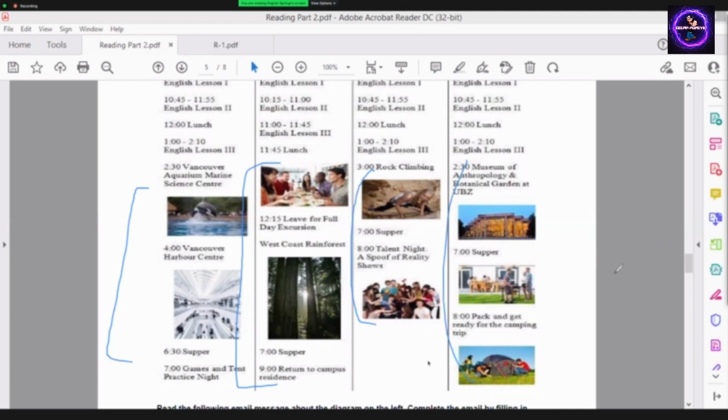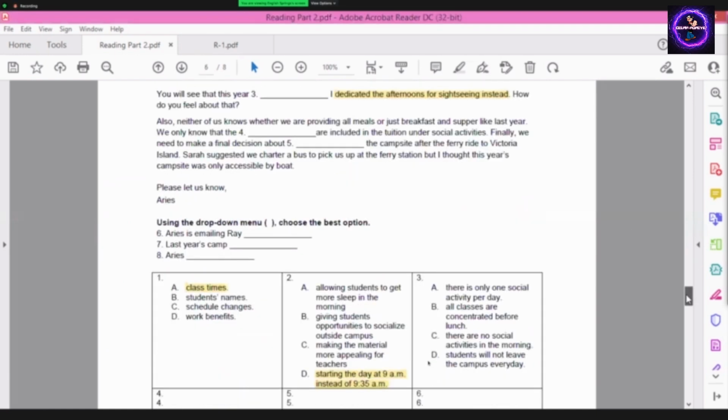And again, it's not only one social activity per day. Every day we have social activities. There are multiple social activities in a day. They're going to the science center. So it's not one. Correct. So I think the option that we said is apt is the only right one.